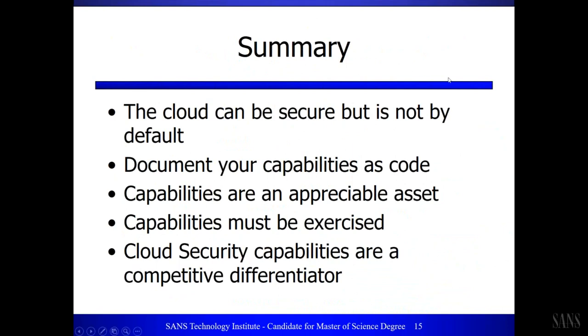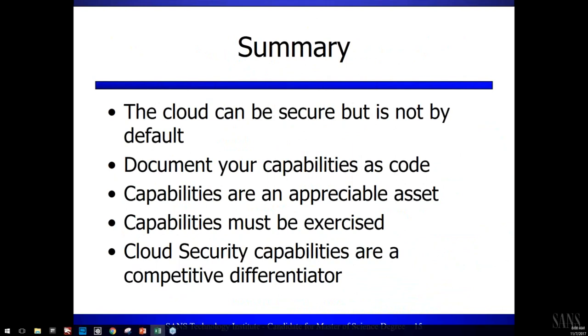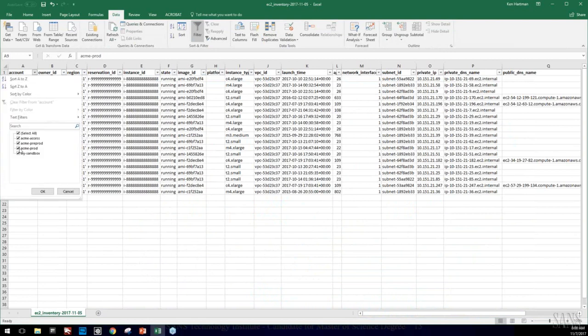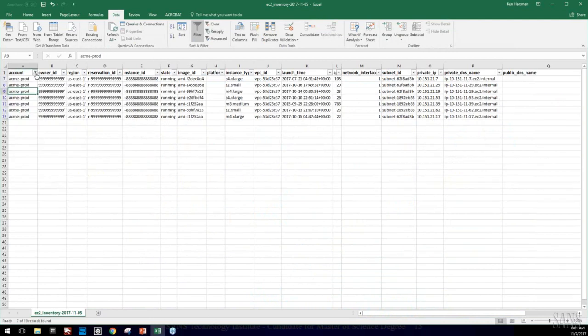Yes, I actually have that handy. So let me call that up. So this is a redacted example. I've redacted the owner ID. I've also applied filters so you can show it. So maybe I want to just look at my prod environment, for example. I can select just the prod environment and it will filter it down.